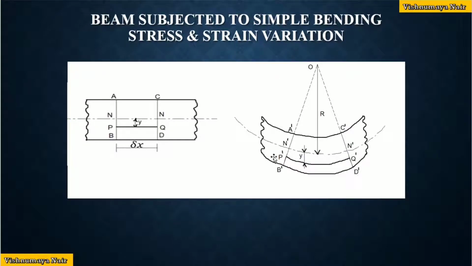This figure shows the part of a beam after being subjected to bending. So here you can see that the topmost layer AC has been shortened to A prime C prime, whereas the bottommost layer BD has been elongated to B prime D prime. The layer PQ has also been elongated to P prime Q prime. We know that the length of the neutral layer before and after the bending remains the same. So NN is equal to N prime N prime, which is equal to delta X. The length of the neutral layer remains unchanged.